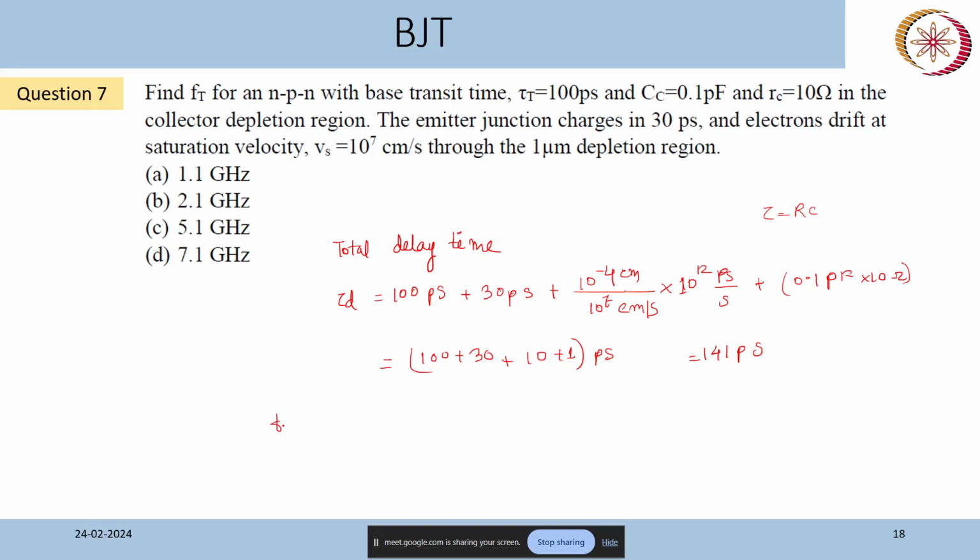Now we can calculate ft, the unity gain frequency, as 1 by 2 pi tau t, which will be, let me calculate, 1.1213 actually, to the power 9 hertz, which is 1.13 gigahertz. Okay, so the answer is A.